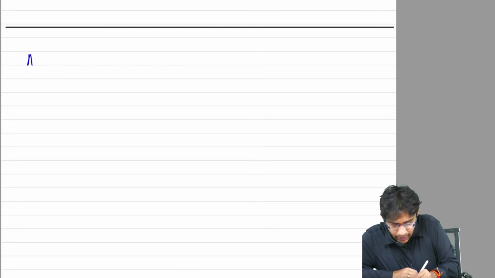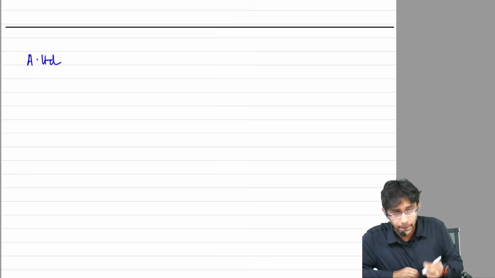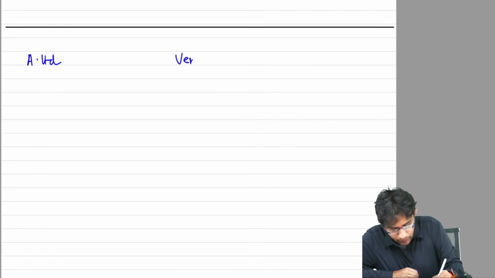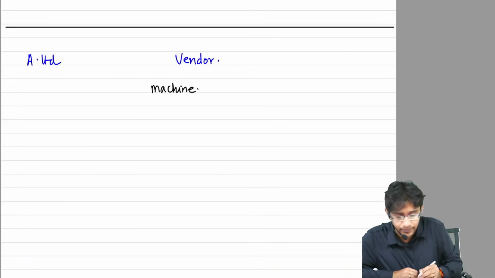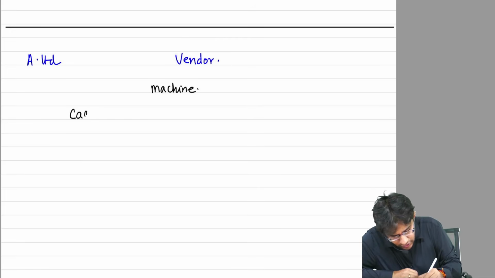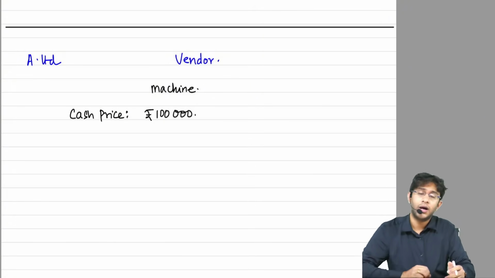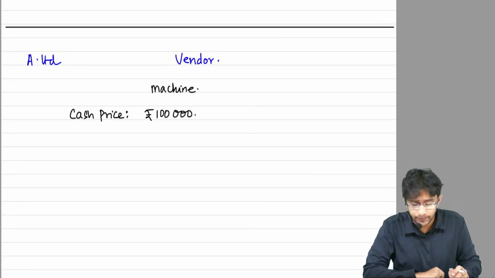Suppose, sir, I am A Limited. This fellow is a vendor of machinery. He is having this machine. I asked him, what's the price of this machine? He says, the machine you can take it at a cash price of rupees 1 lakh. Pay 1 lakh, machine is yours. I said, sir, I don't have money, sir. Can't you give me credit?